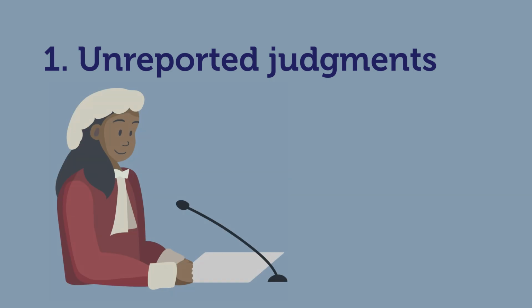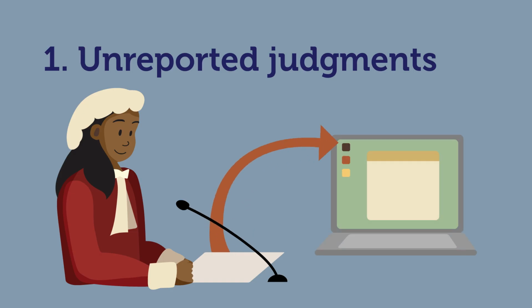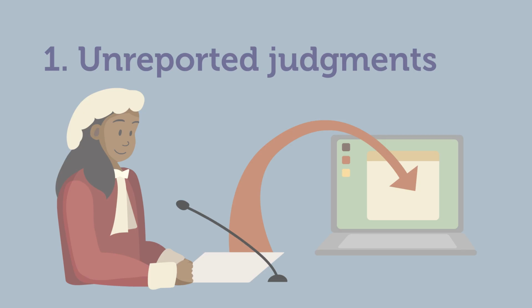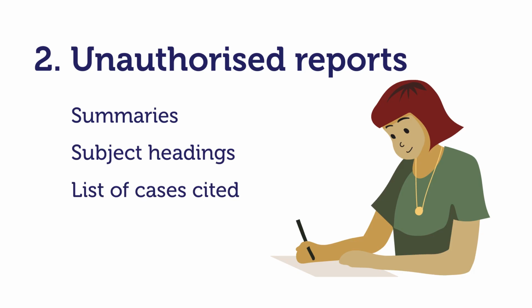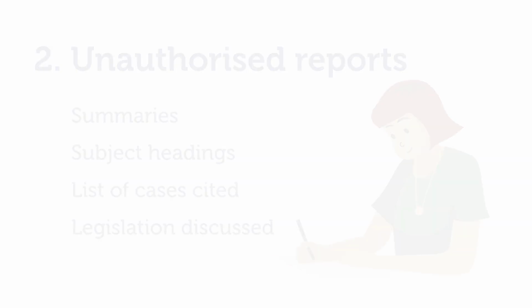Unreported judgments are the first copies of a judge's decision. They are usually posted on the court's website or AustLII. In unauthorised reports, publishers select significant cases from unreported judgments and add features like summaries, subject headings, cases cited, and legislation discussed. The text of the decision remains unchanged.